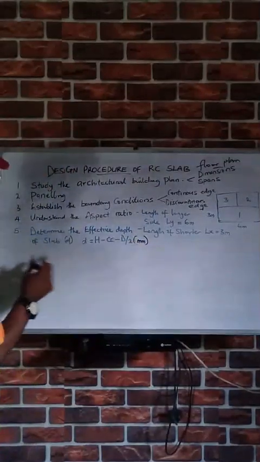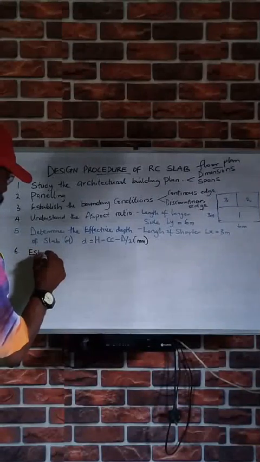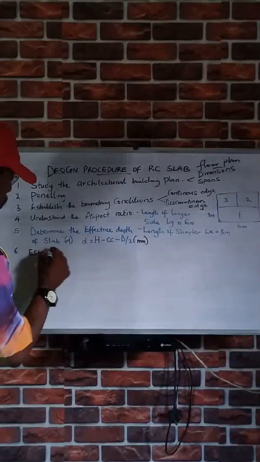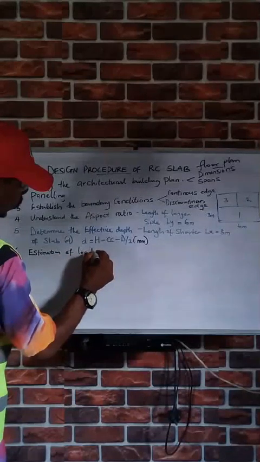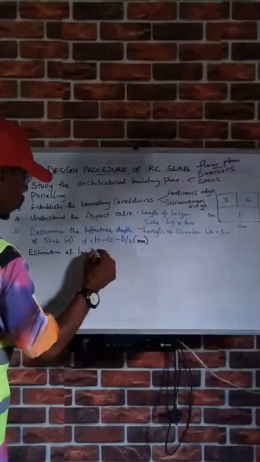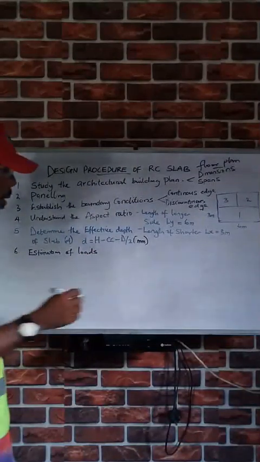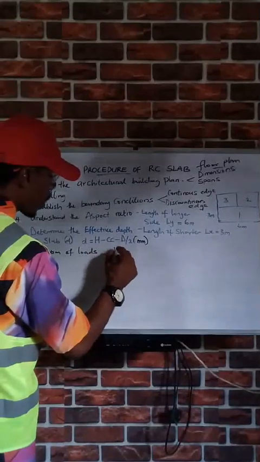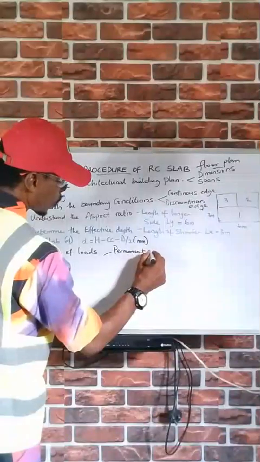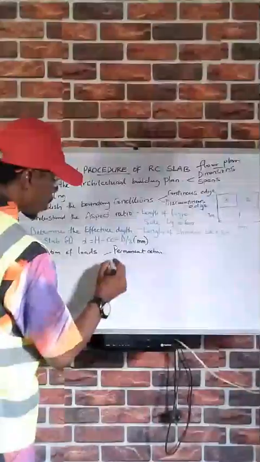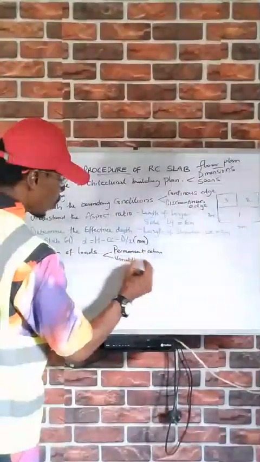Once you are done with this, the next thing you are going to do is estimation of loads. This estimation of loads talks about your permanent actions and your variable actions.